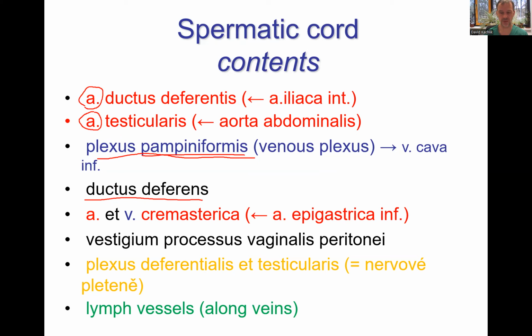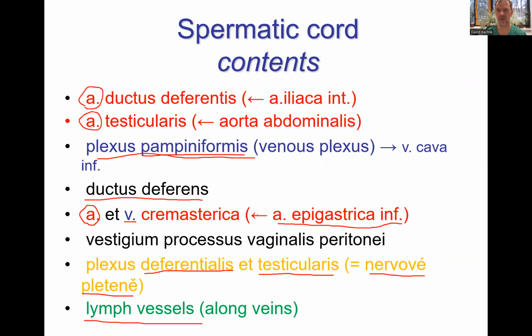Then we have the cremasteric muscle supplied by cremasteric artery and drained by cremasteric vein, because they both are branches from the external iliac artery axis, so from inferior epigastric vessels. Of course, the nerves come here as the deferential plexus and testicular plexus along the arteries. I'm sorry, this means nervous plexuses. We need lymph vessels, which drain along veins to corresponding lymph nodes.